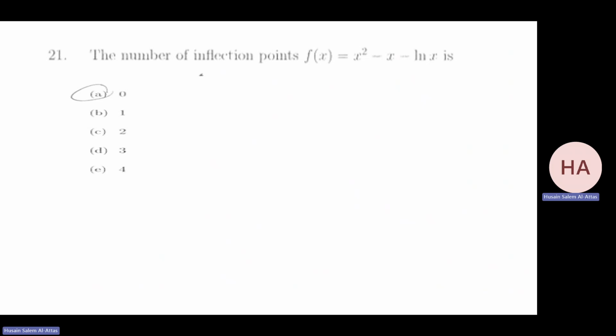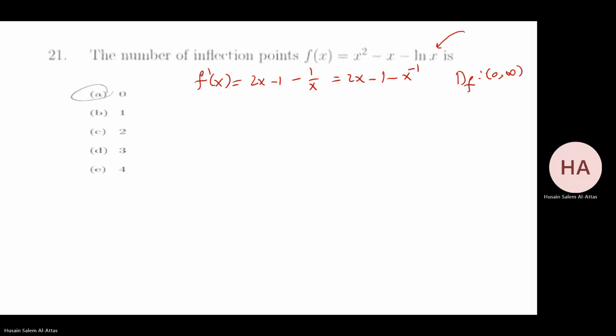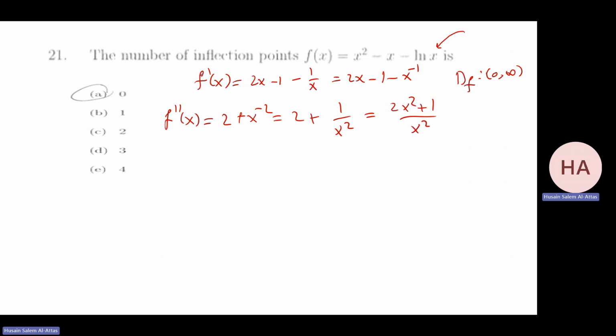Okay. The number of inflection points of this function. What is the domain? From 0 to infinity because of this log. Yeah. Find f prime. It will be 2x minus 1 minus 1 over x. f double prime will be 2 plus 1 over x squared, which is 2x squared plus 1 over x squared.